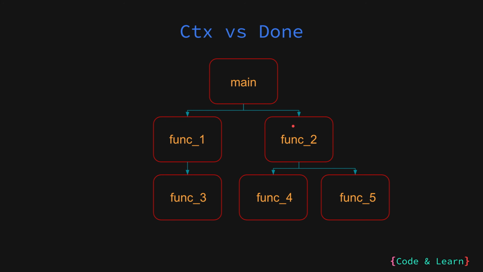But what if you wanted to add a deadline at the function 2 level to the done we got from main? You cannot do that. So you cannot derive a new done channel from a done channel passed by main.